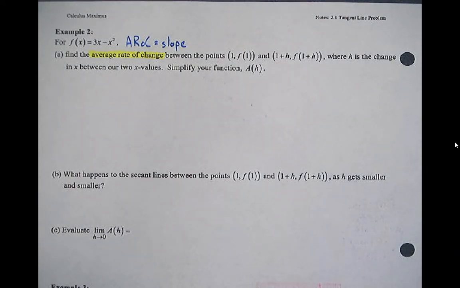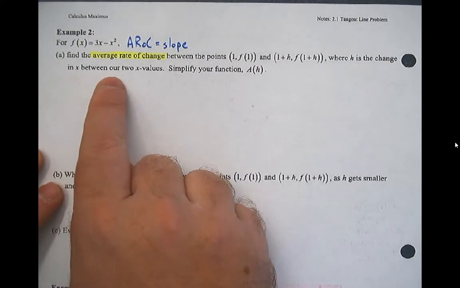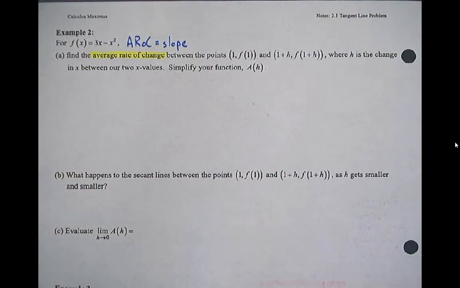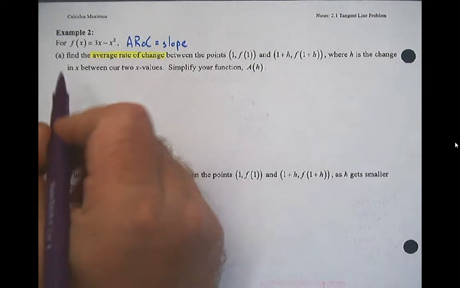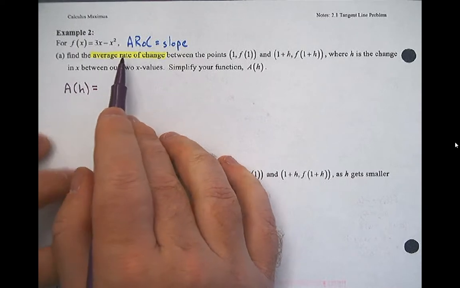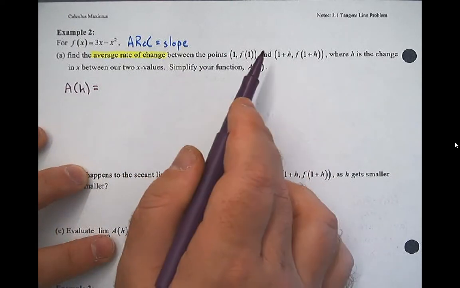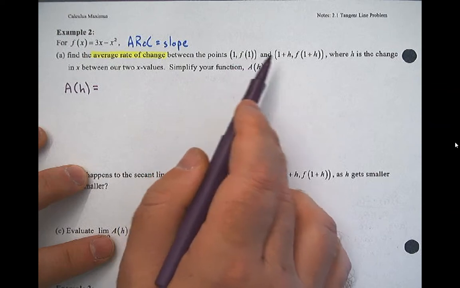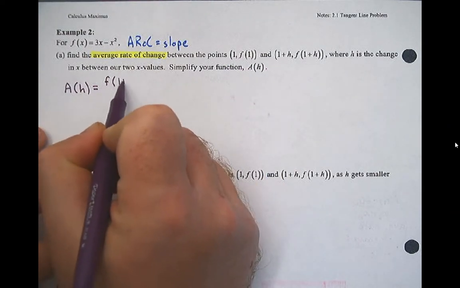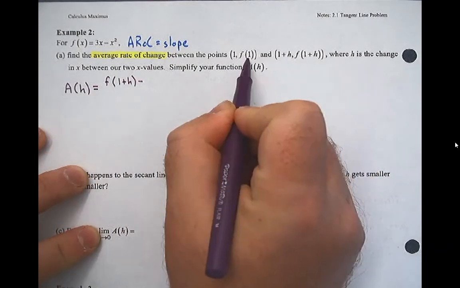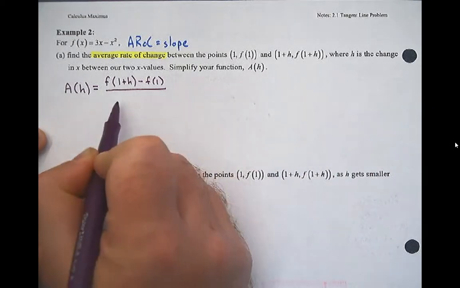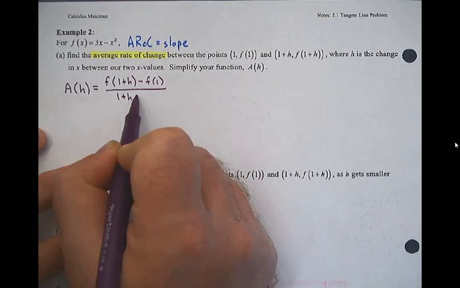Between these 2 points, where h is the change in x between our two x values, and then simplify your function a of h. So they asked us to name the function a of h. So a of h is equal to the rate of change function, which just means slope, between these 2 points. So I'd take y2 minus y1 over x2 minus x1. So that would be f of 1 plus h minus f of 1 over 1 plus h minus 1.